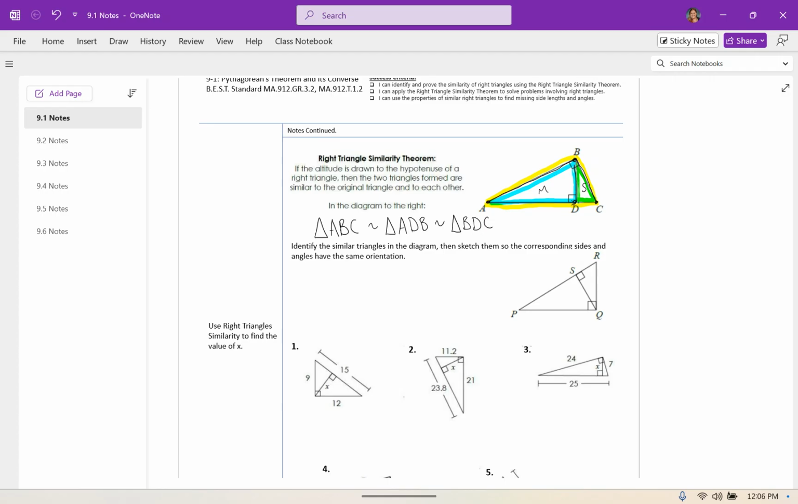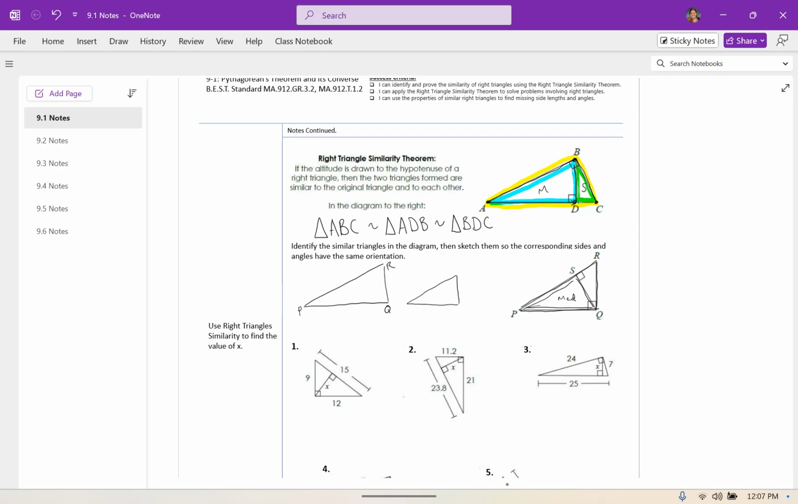For all three triangles. Okay, so the second thing says, identify the similar triangles in the diagram, then sketch them so that the corresponding sides and angles have the same orientation. So we have this larger right triangle that's shown, triangle PQR. This bigger one is already done. Now I want to do the medium one, that's PSQ.